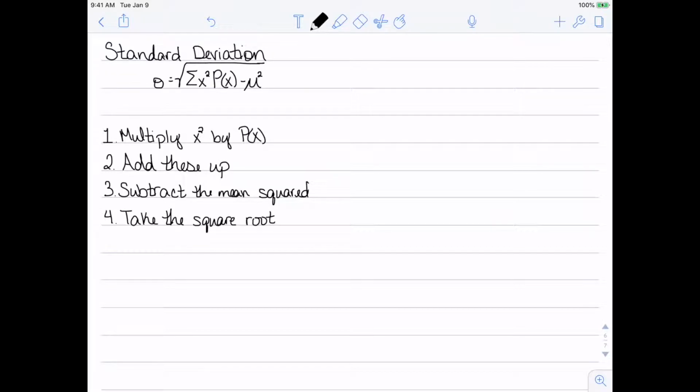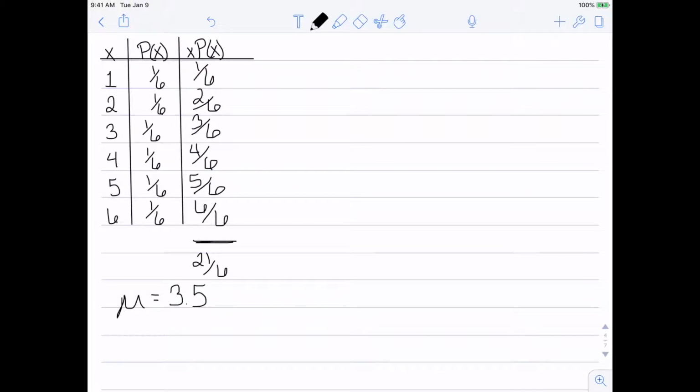So let's look at the examples that we found the mean for and see if we can find the standard deviation. Here was our first one where we looked at dice rolls. We found the mean to be 3.5. So the first step is to actually multiply x squared p of x. And in order to do that, I'm going to add yet another column onto here. So we need to square the x value and then multiply it by p of x.